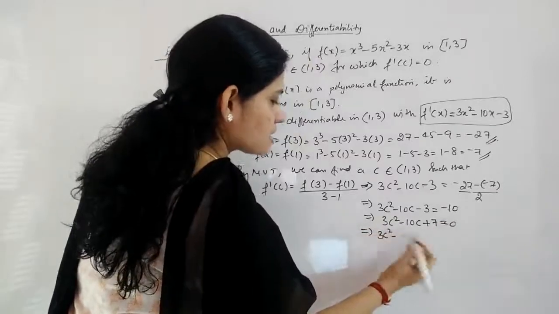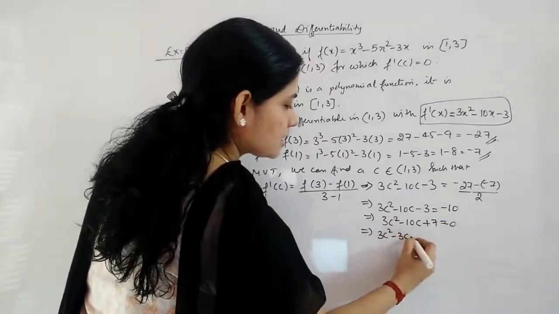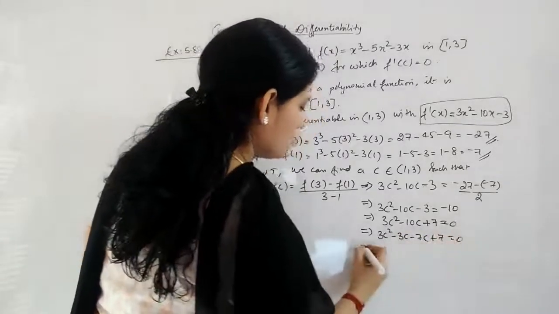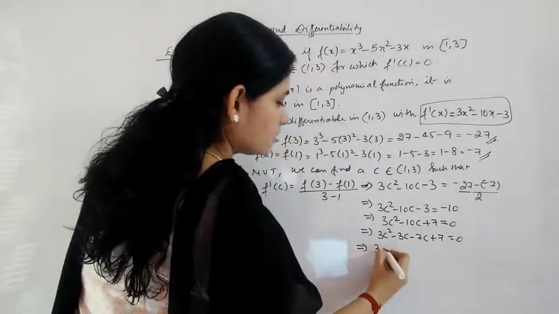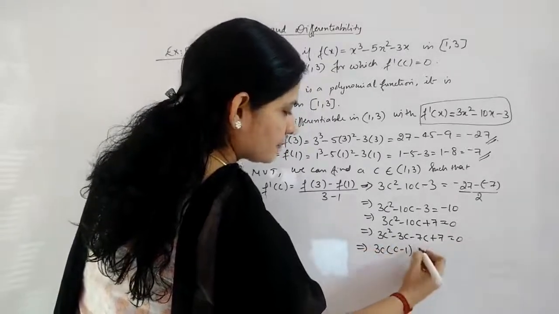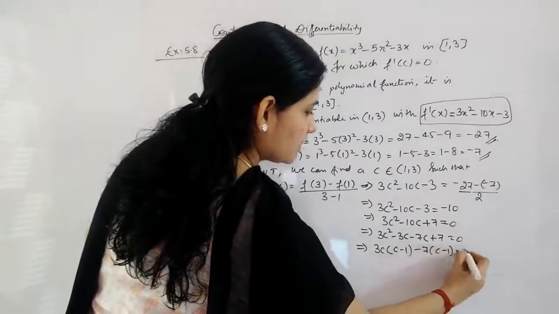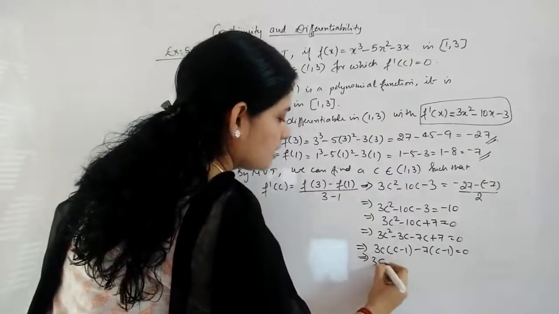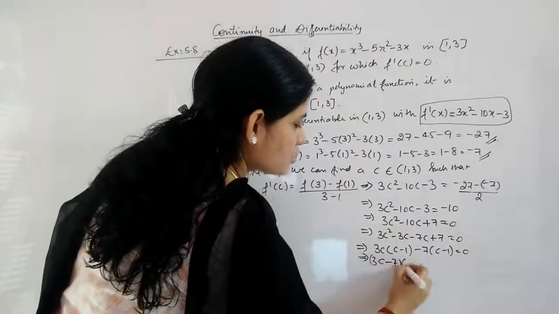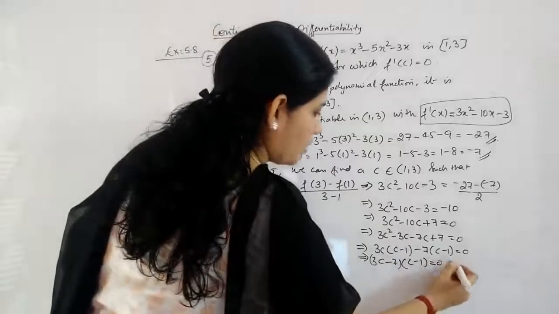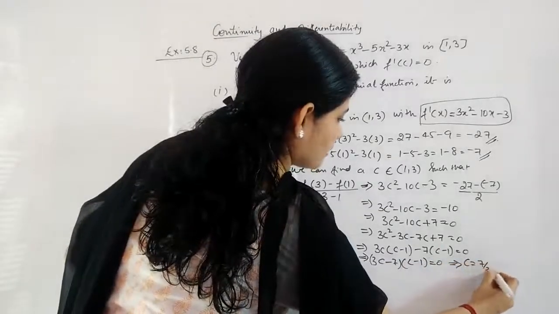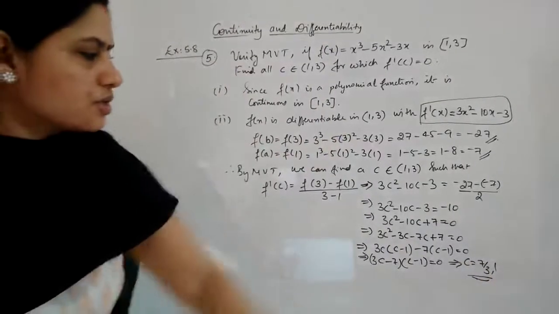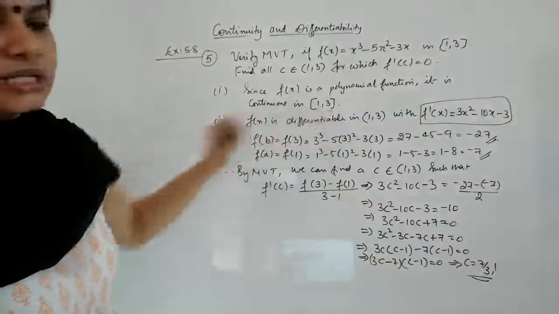So you can just solve this by splitting the middle term. Minus 3c minus 7c can be written as 3c square minus 3c minus 7c plus 7 equal to 0, or 3c can be taken out, c minus 1, minus 7 can be taken out, c minus 1 equal to 0. So we are getting 3c minus 7 into c minus 1 equal to 0, or c is equal to either 7 by 3 or 1. Now for which value you will choose, you just see for which value your c belongs to the open interval 1 comma 3.